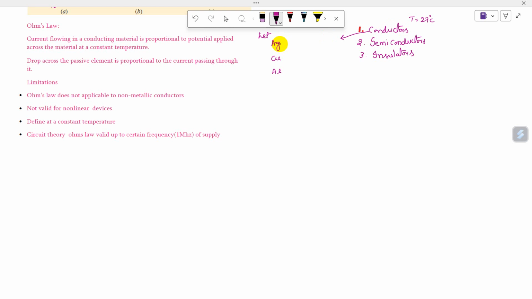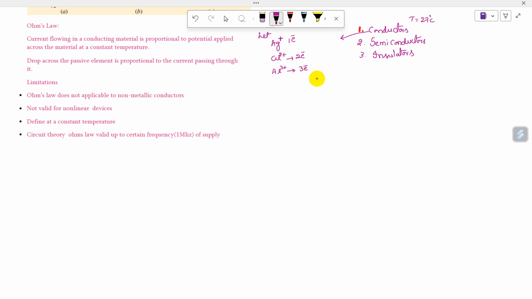So if you observe, silver has one free electron. So I can represent this silver conductor as a silver ion with one electron free, means one electron is available here. Coming to copper, there are two free electrons available. Coming to aluminum, there are three free electrons available.